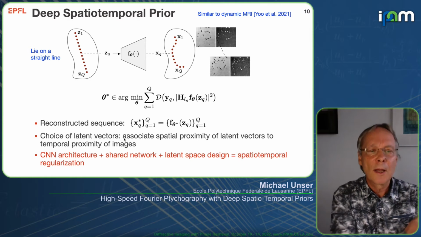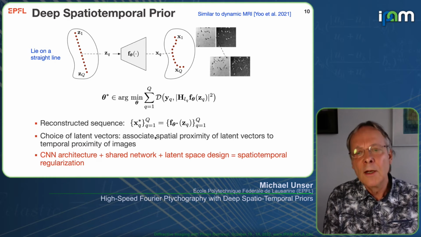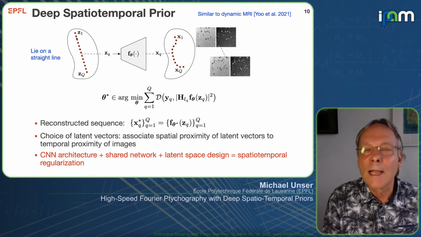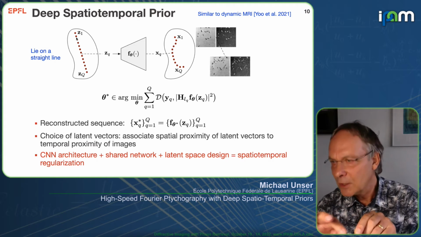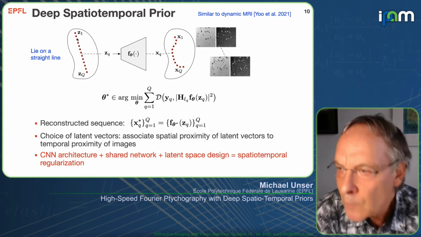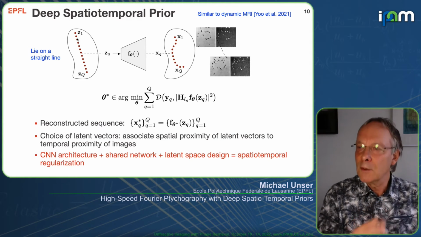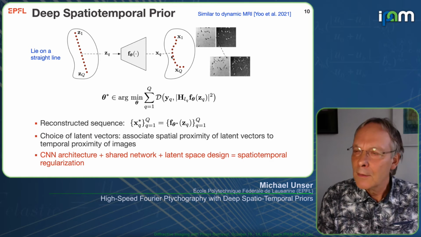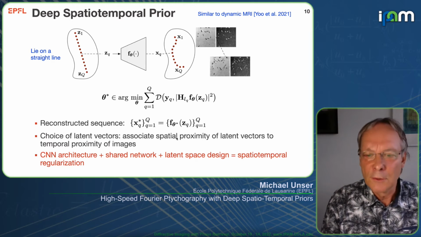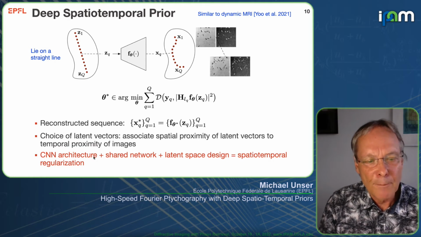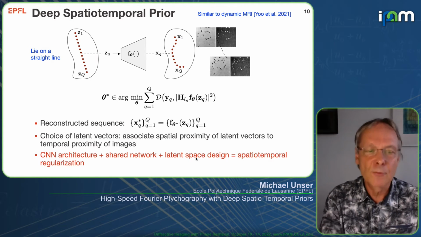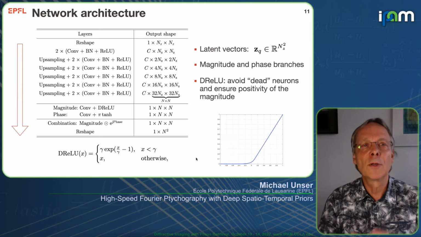Now, the choice of the latent vector, the idea of being on this manifold, is that as time moves, the image doesn't change too much. So two close time points will be relatively close in latent space, and that will also map into closeness in the spatial domain. Just to recap, we have the CNN architecture, the shared network, and the latent space design that give us our spatial-temporal regularization.